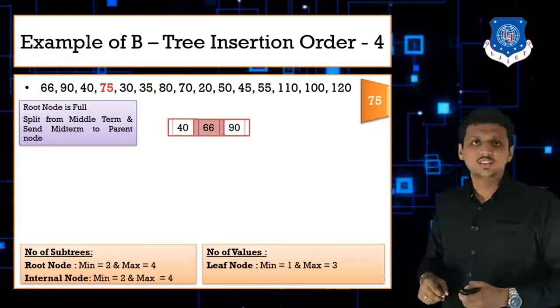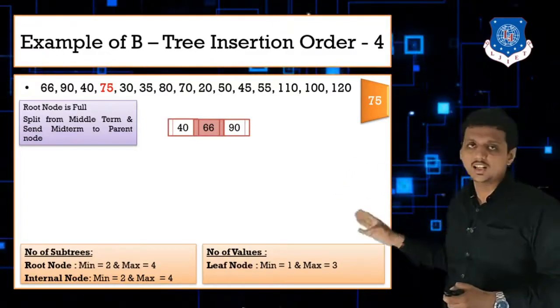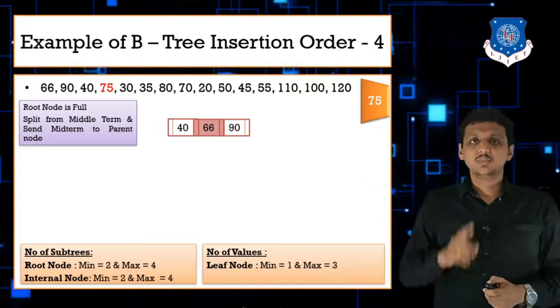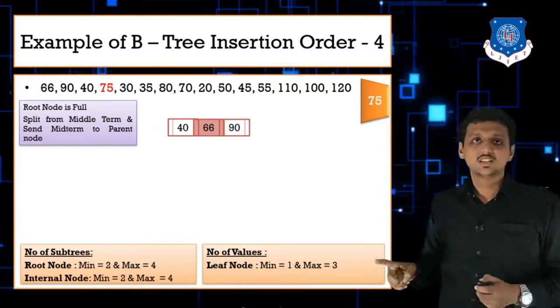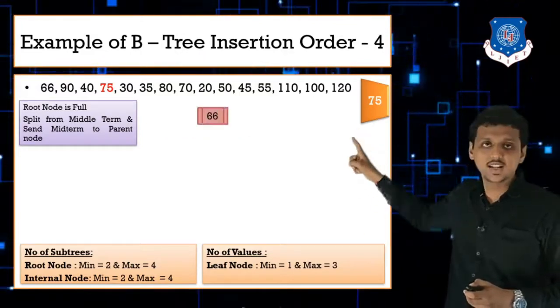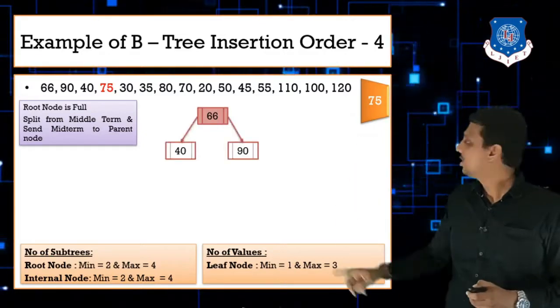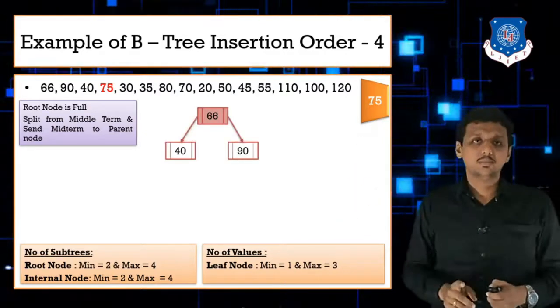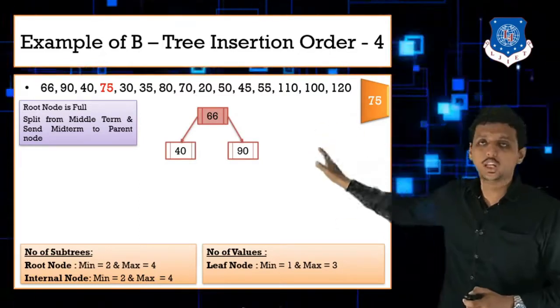The next students we have, 66 is our middle term. From 40, 66 and 90, 66 is our middle term. So we can split from this 66. 66 will go one level up. Now on the left side of the 66, students, we must have 40. On the right side of the 66, we must have 90. So this becomes our new tree.